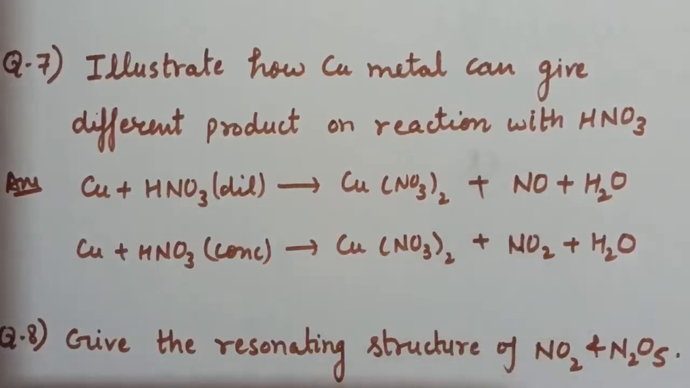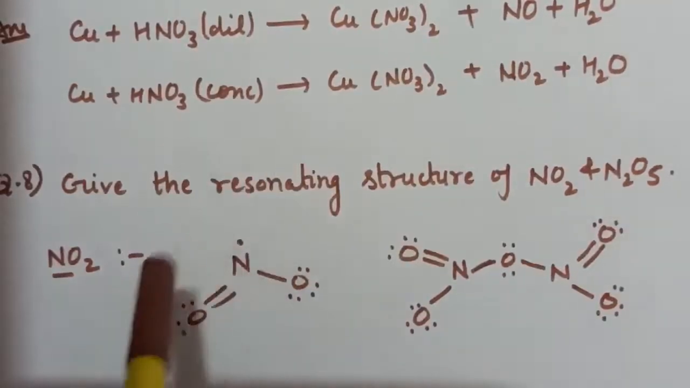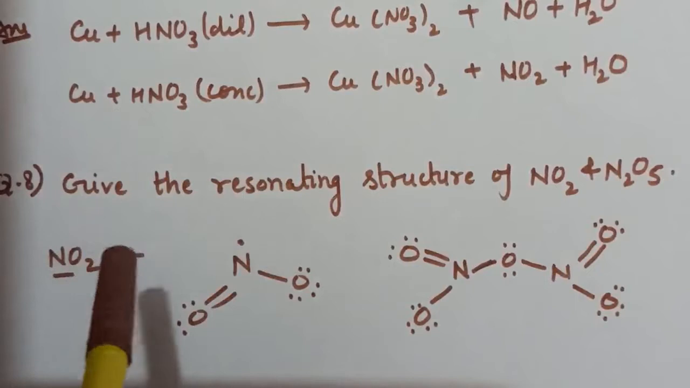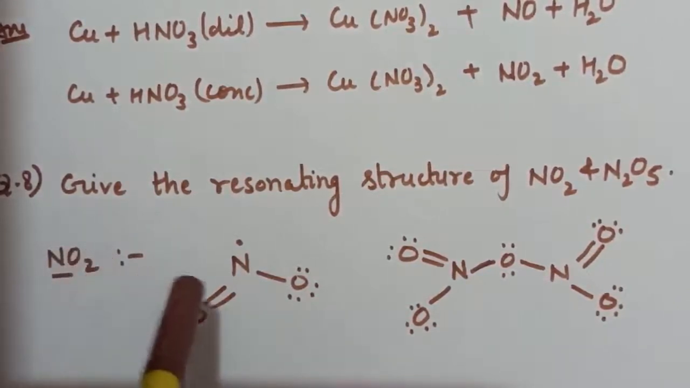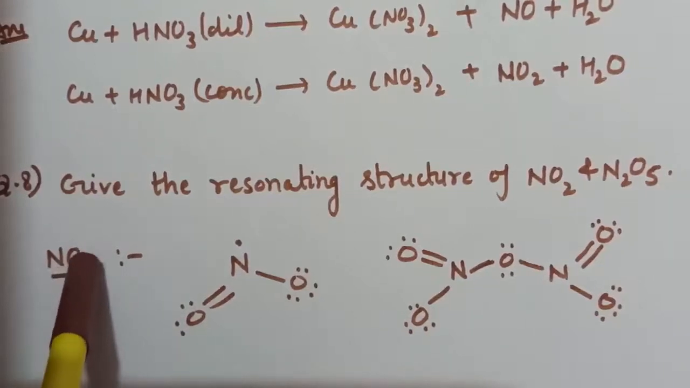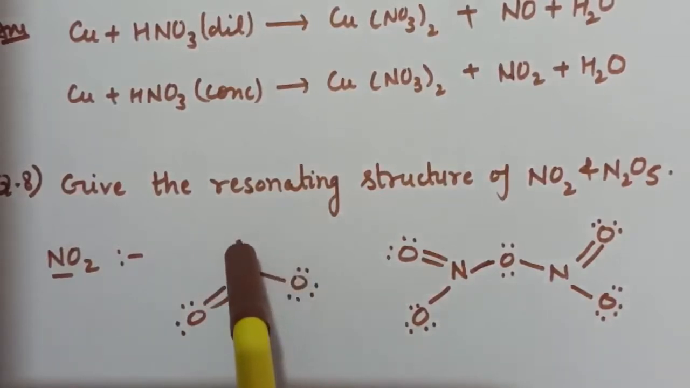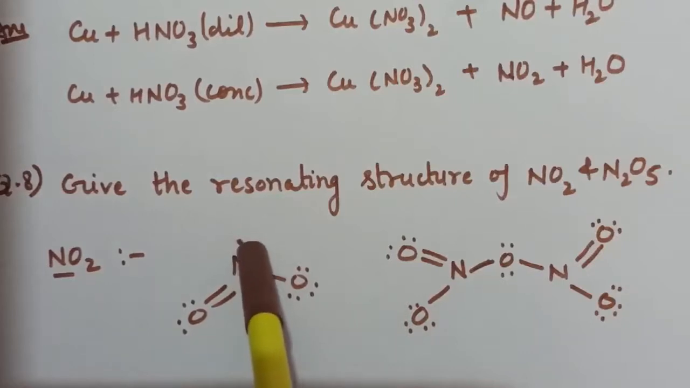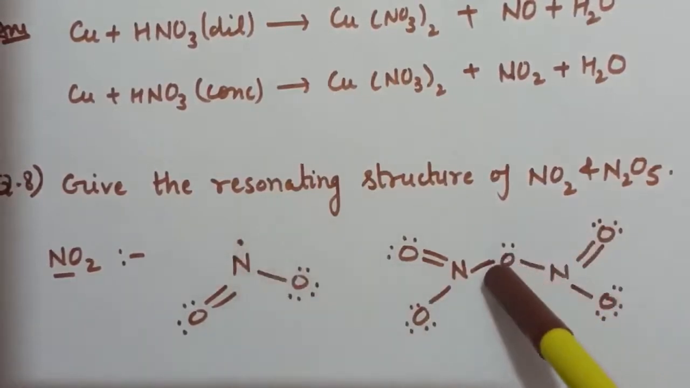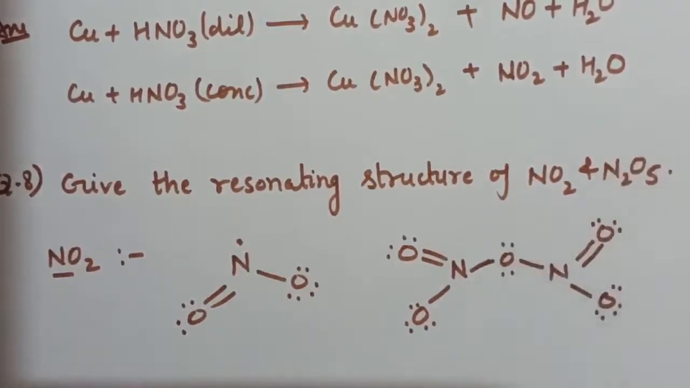Now the next question is, give the resonating structures of NO2 and N2O5. We can draw the Lewis dot structure. First of all, we will calculate the total number of valence electrons. In nitrogen we have 5, in oxygen we have 6. Here we have 2 oxygens, so the total number of valence electrons is 17. When we draw the Lewis dot structure, we have one odd electron present on nitrogen. Similarly, we can draw the Lewis dot structure for N2O5.